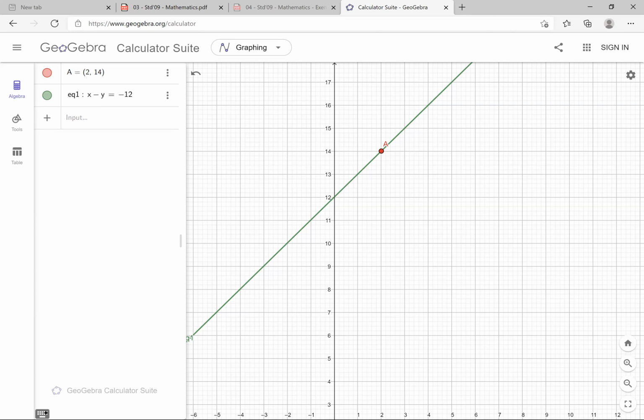Hamna, what do you think? How many lines will pass through A, this point A? Ma'am, I guess infinitely many. Yes, an infinite number of lines.